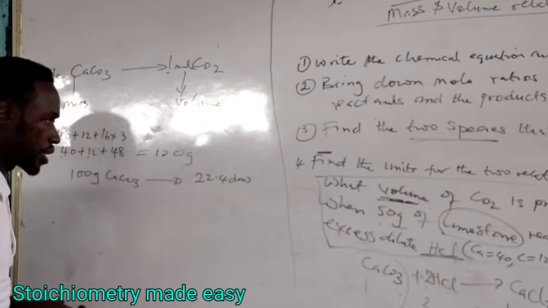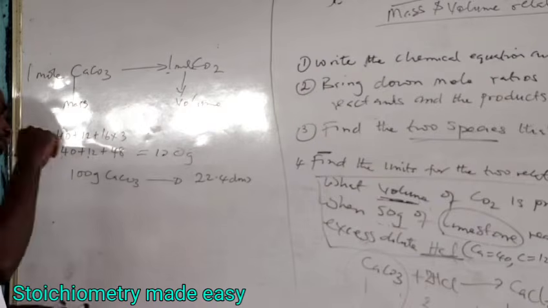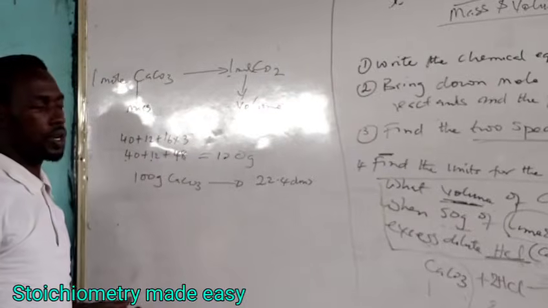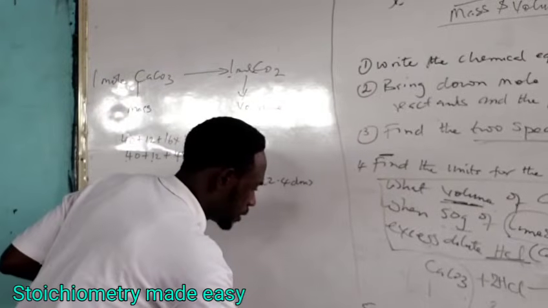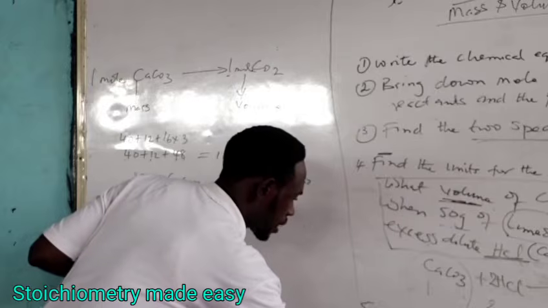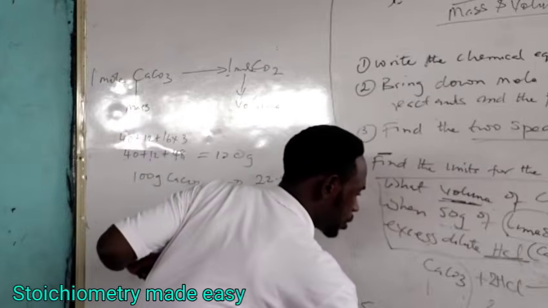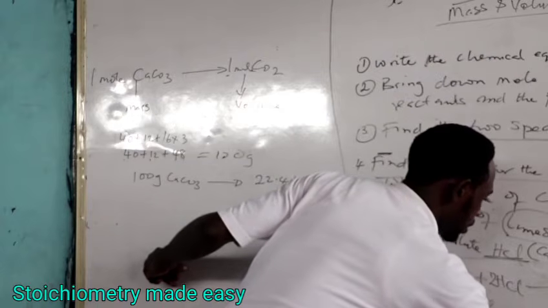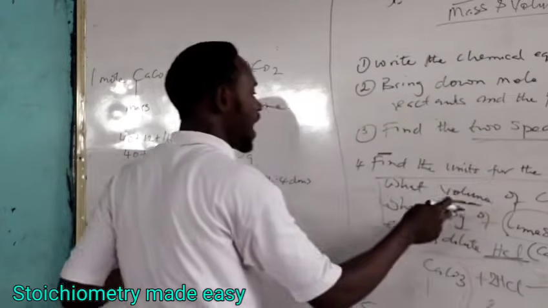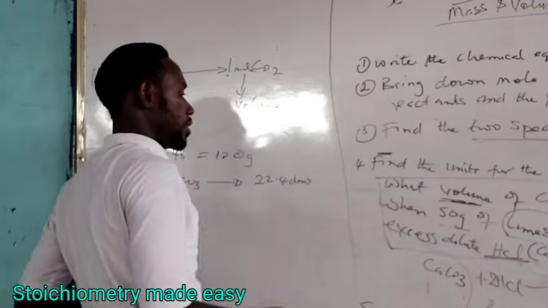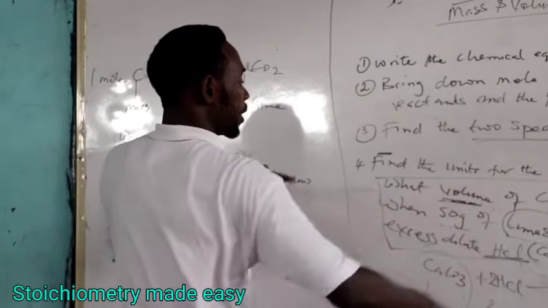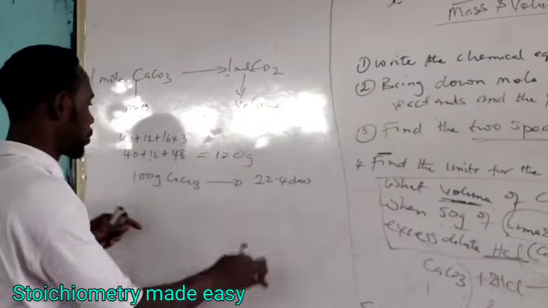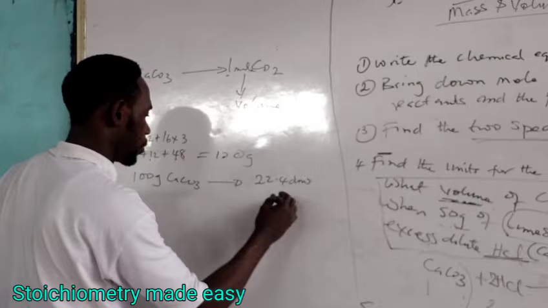Then the next step, that's the 5th step: write x under the species being calculated for. Write x under the species being calculated for. So the one they ask you to find out. You must not start from the beginning. They may even bring it at the end, after making a statement, they say calculate. So from here, you will put x here because they say what volume.